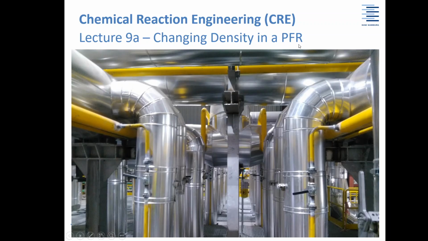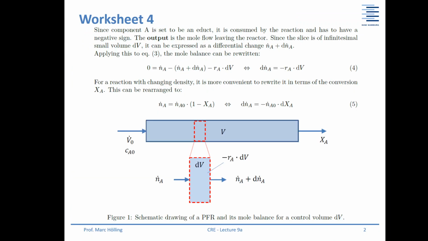Today is again a reaction with changing density, but we want to have a look at the plug flow reactor. Last time you got a worksheet, worksheet 3, where we talked about changing density in a continuously stirred tank reactor, and today it's the plug flow reactor. So a new worksheet. I put some slides here from the worksheet, and I just want to give you some explanations about what you should do in your homework.